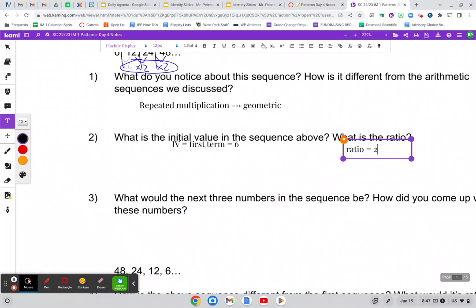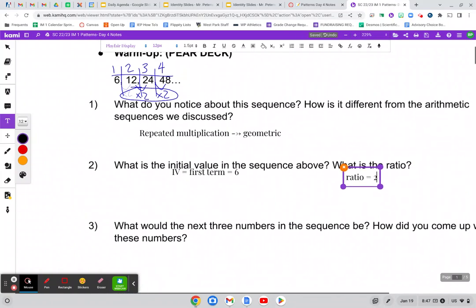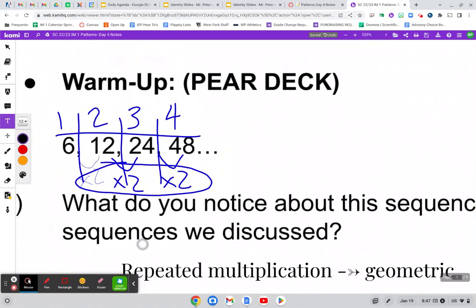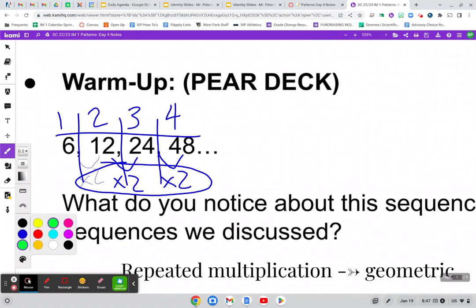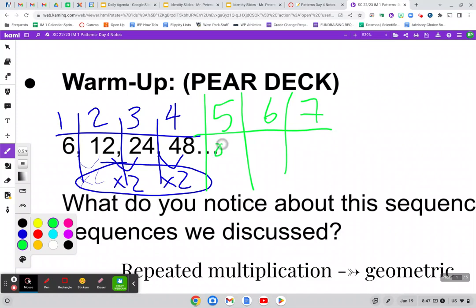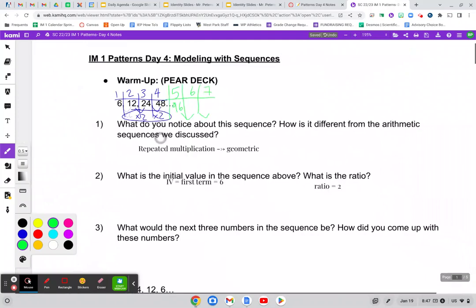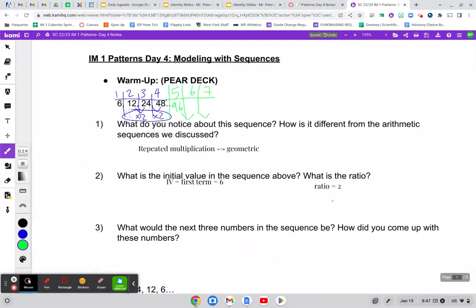Now, for the next three numbers, you would just continue to multiply by 2 to get to the 5th, 6th, and 7th term. Just continue this pattern for the 5th, 6th, and 7th. If you continue to multiply by 2 all the way through, you're going to get 96. Use a calculator to get to the 6th and 7th if you need to. But you would just continue with that common ratio of 2 to get to the 6th and 7th terms.